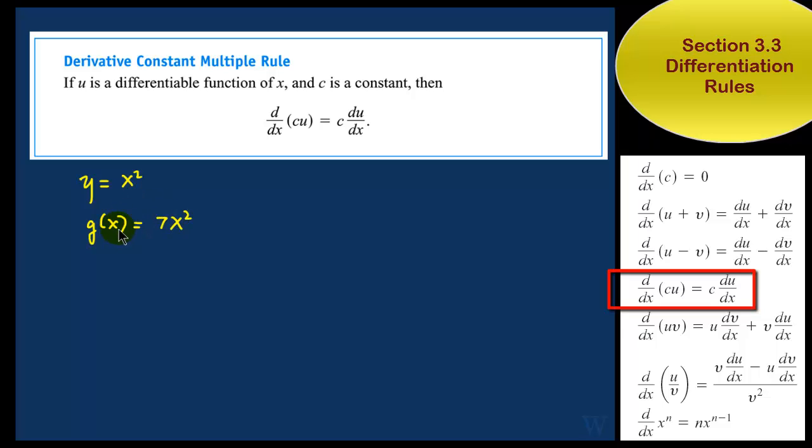So g of x is a multiple of x squared, that is, g of x is defined as 7 times x squared. So by the derivative constant multiple rule, g prime of x is just 7 times the derivative of x squared, which is 2x. So this is equal to 14x.